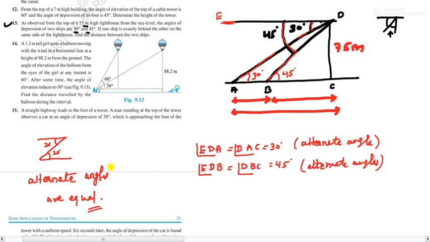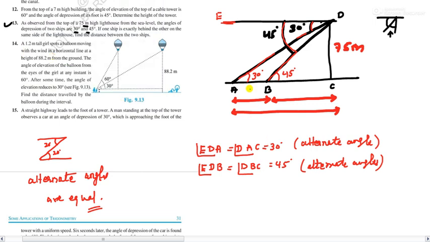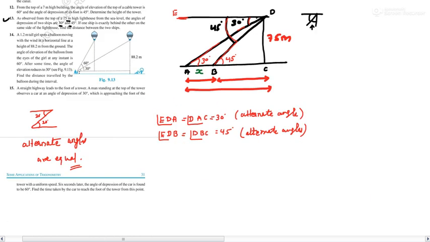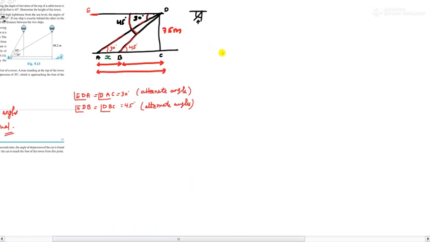Are you guys following? Yes, sir. Okay. So see, we need to find AB. So I'll name this as X. AB is unknown. So how are you going to solve this? Again, if you look carefully, we have two figures, correct? I'll draw it one by one.